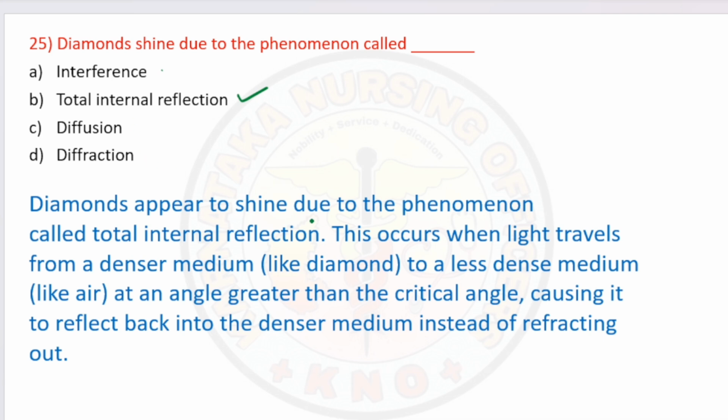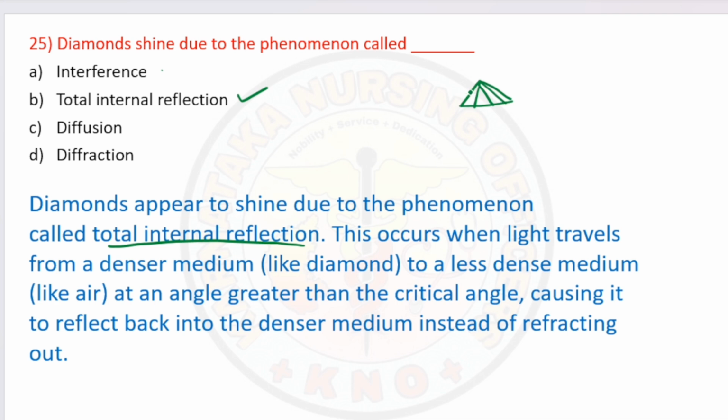Diamonds appear to shine due to the phenomenon of total internal reflection. This occurs when light travels from a denser medium to a less dense medium, that is a rarer medium, at an angle greater than the critical angle, causing it to reflect back into the denser medium instead of refracting out.